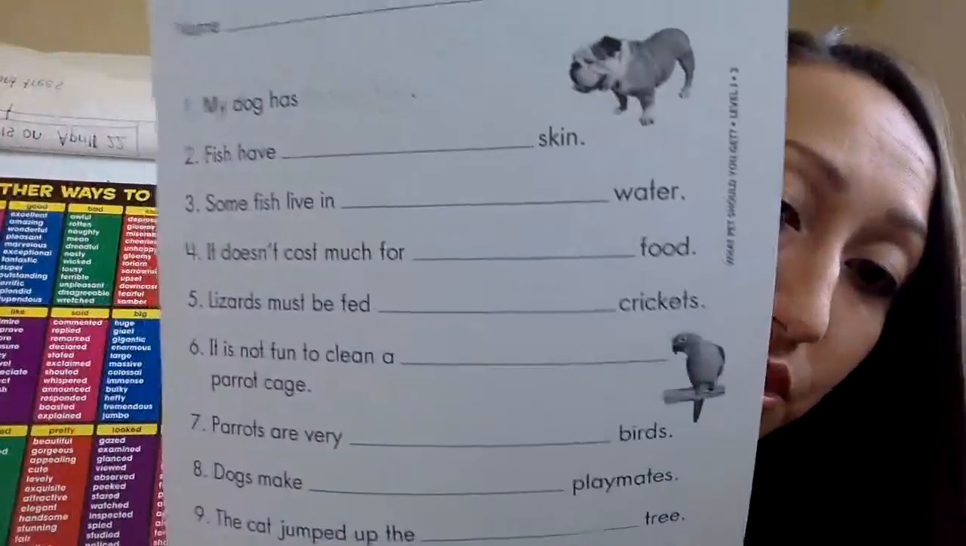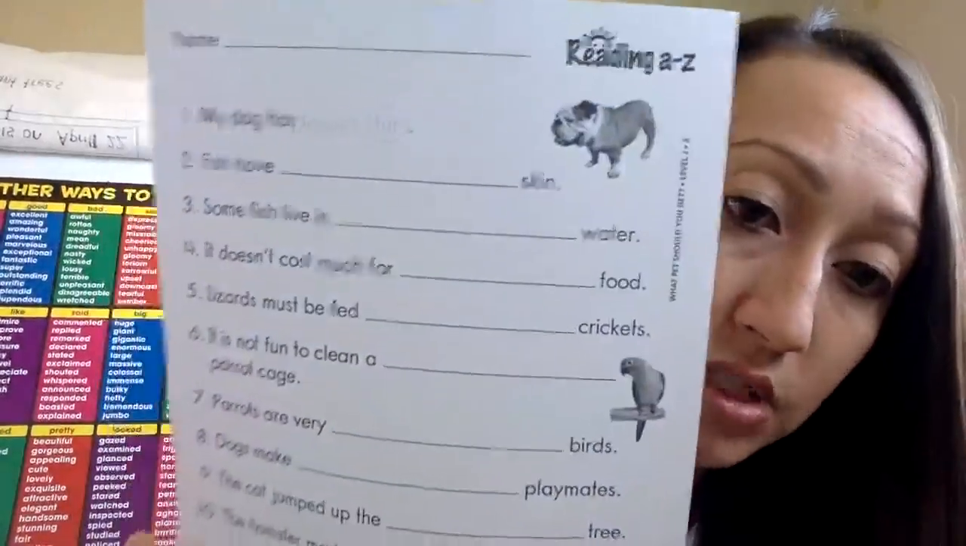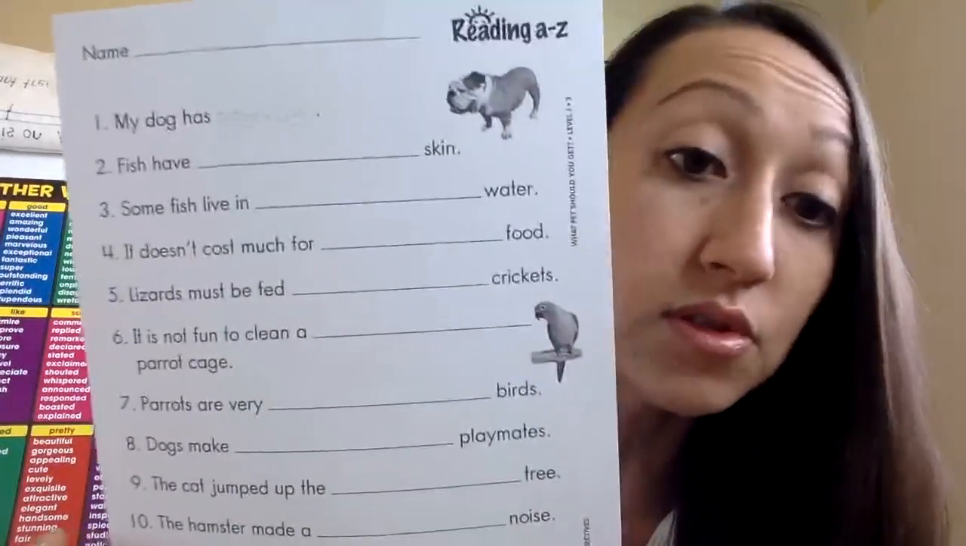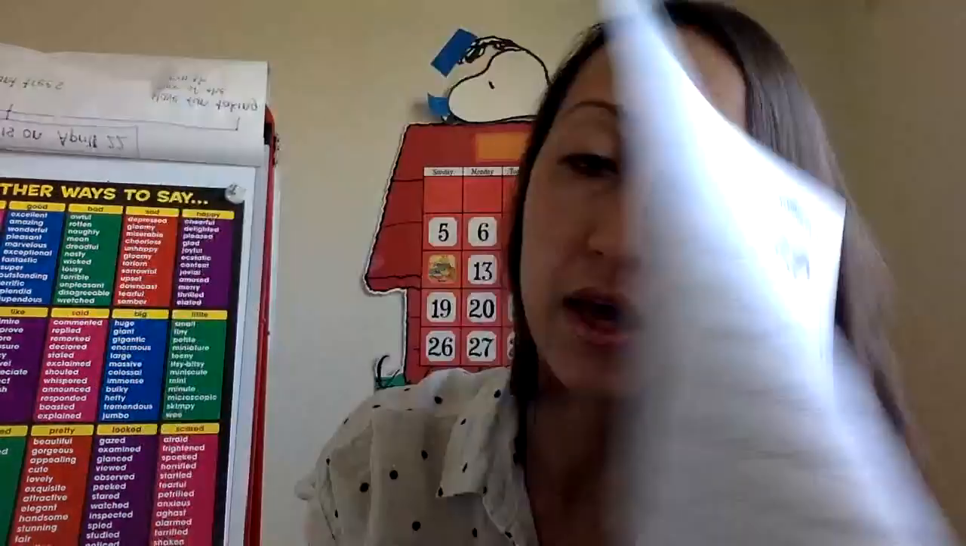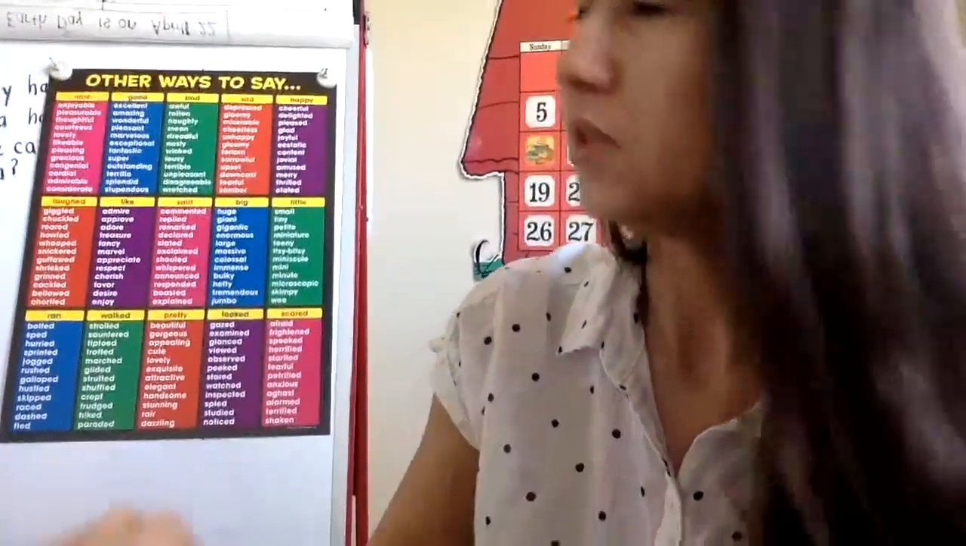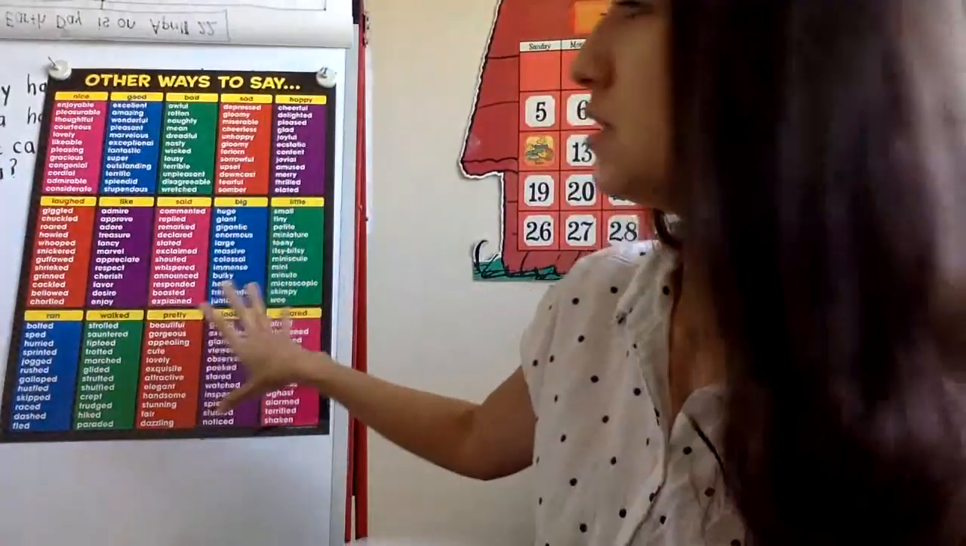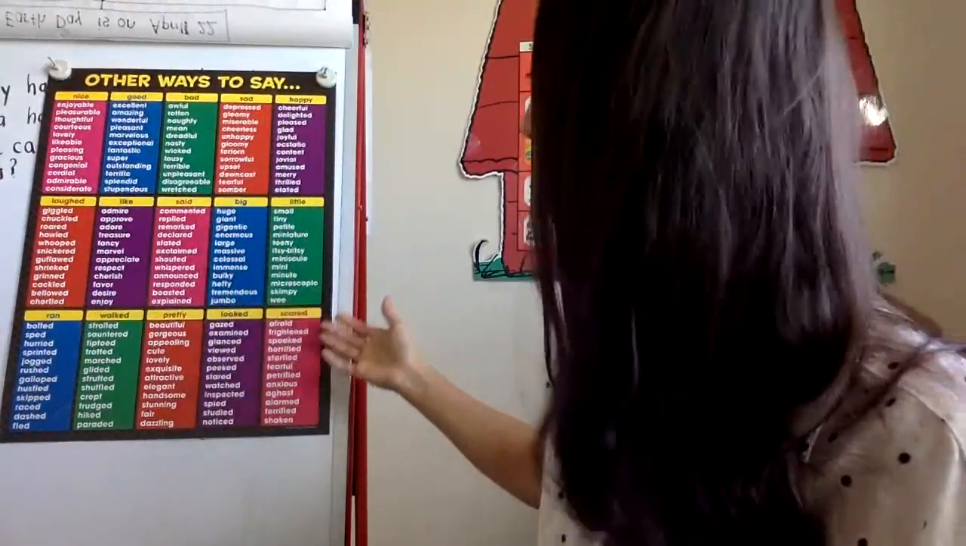Next, you are going to open up this next worksheet, and it's about adjectives. It's practicing using adjectives to describe different pets, okay? Now, adjectives are describing words, and I have a chart here, and these are all really great ways for some adjectives and different ways to say it.